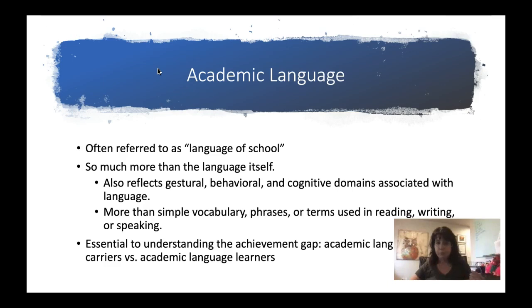It's really what's going on in school. And it's important to think about what the language level is at school versus what is being used at home. That knowledge of the difference is essential to understanding the achievement gap. So, as you'll read in chapter 3, there are academic language carriers versus academic language learners. Let's talk a little bit more about the difference between those two.